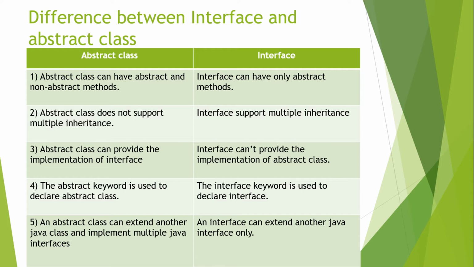That's why I already told in the previous slide that we don't have to write the abstract keyword inside an interface to declare an abstract method, because they are by default abstract. The next point: an abstract class does not support multiple inheritance.